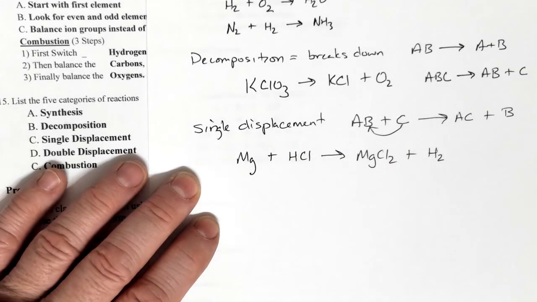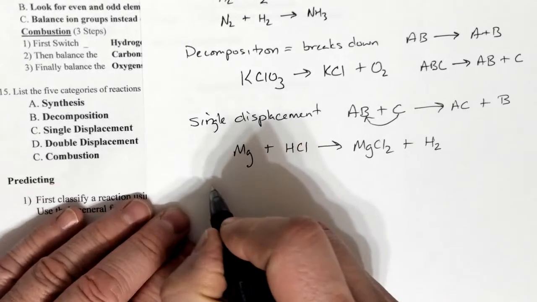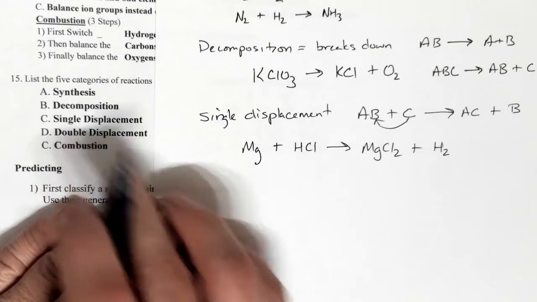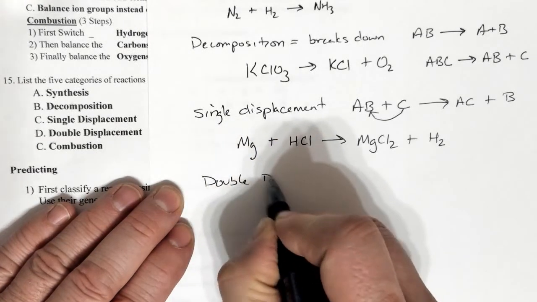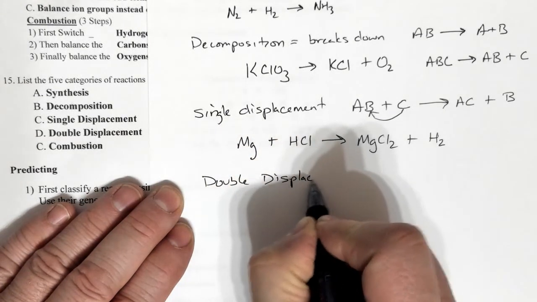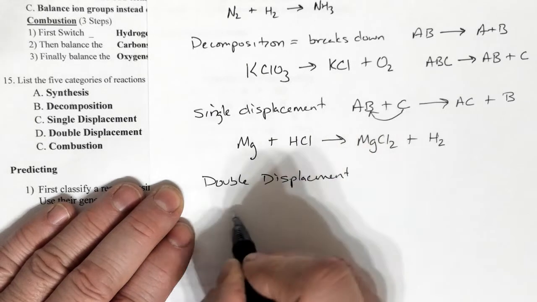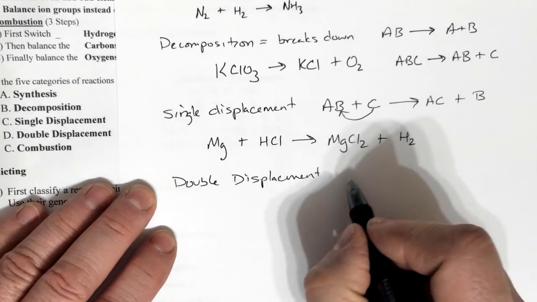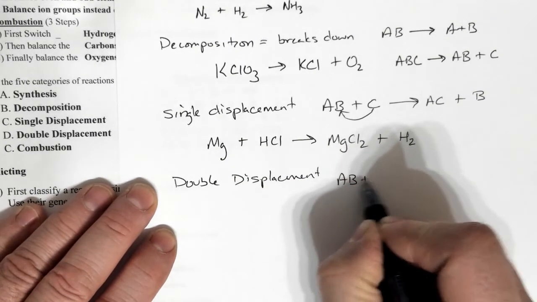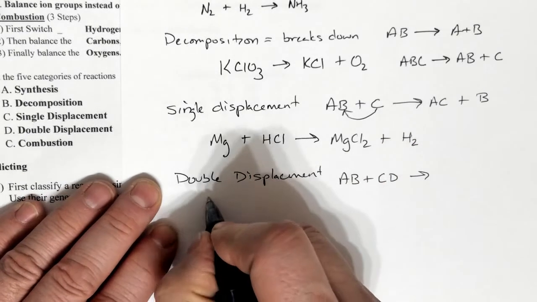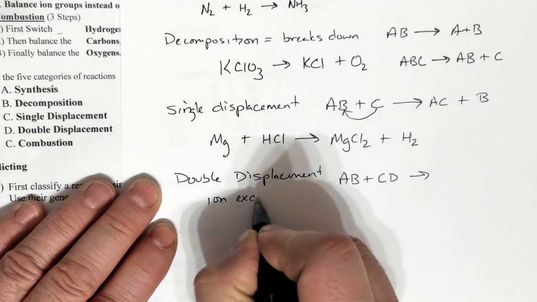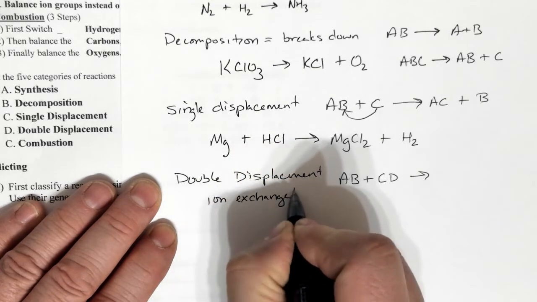Okay, that's single displacement. Well, double displacement is just 2 times that. So we have double displacement. Double displacement is not difficult. It's just when you have 2 materials, so AB plus CD. And what happens is sometimes they call these ion exchange reactions. So there's other places that name them differently.